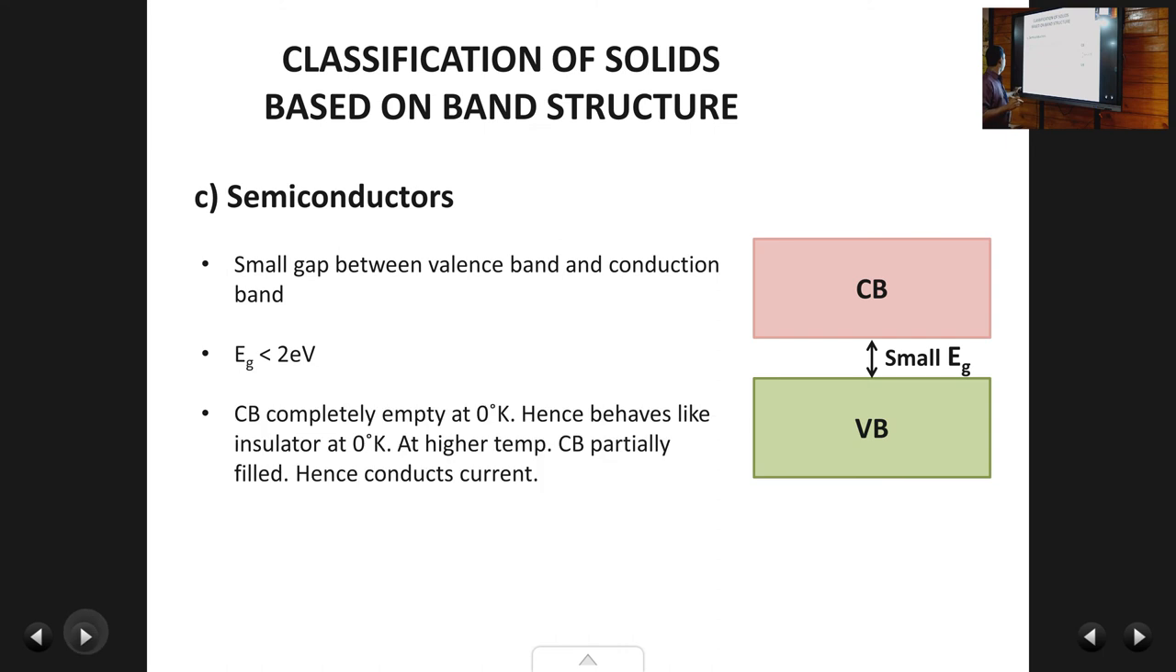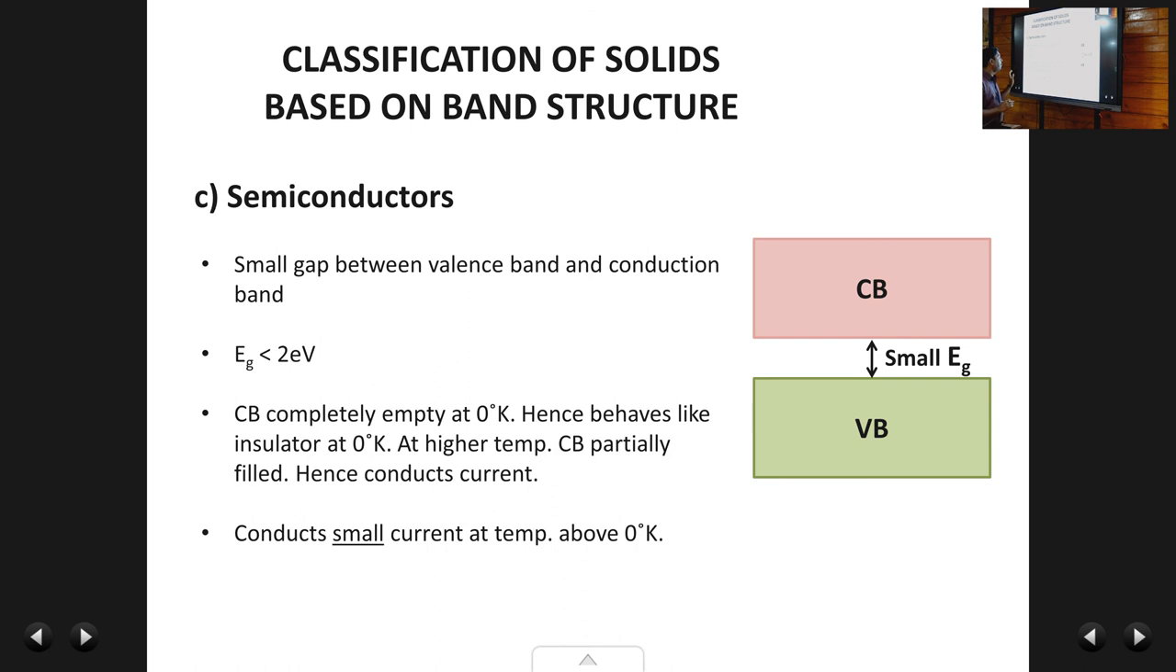So what happens at 0 Kelvin, which is a zero energy state, there is no temperature, there is no heat there. So at 0 Kelvin, the valence band is completely full and the conduction band is completely empty. And at 0 Kelvin, since the electrons don't have energy, they cannot overcome even this small energy gap and go into the conduction band. So at 0 Kelvin, where the energy level is zero, the semiconductor behaves like an insulator. It will not conduct electricity even if you connect a voltage across it. So at 0 Kelvin, a semiconductor behaves like an insulator because its conduction band is completely empty.